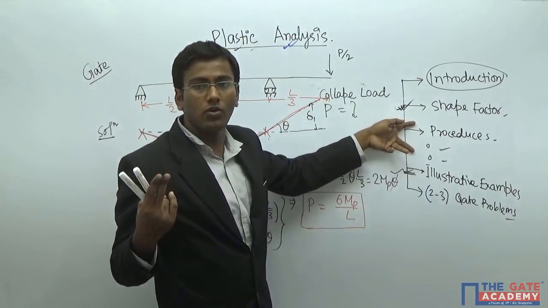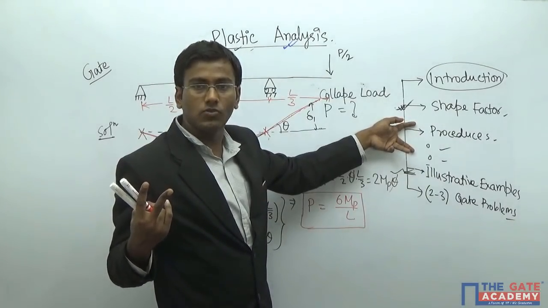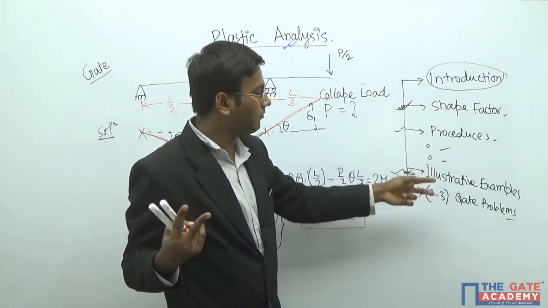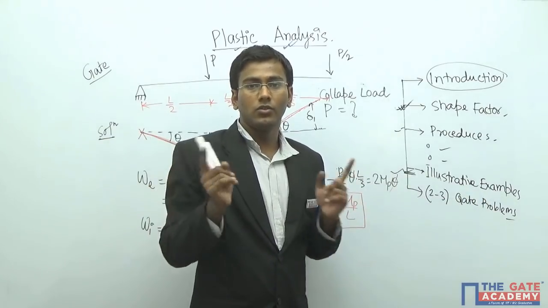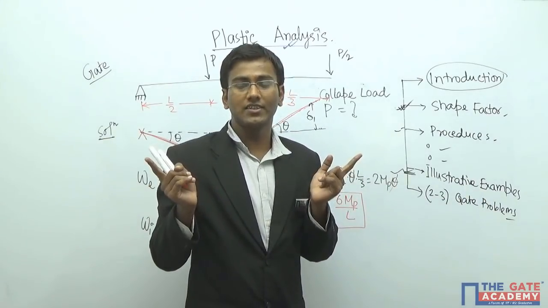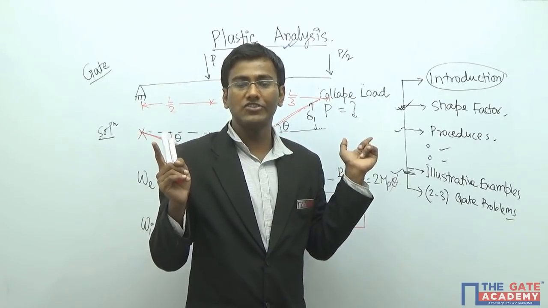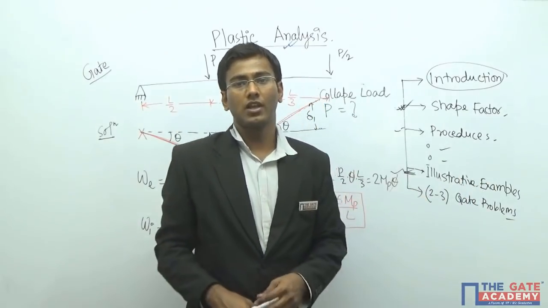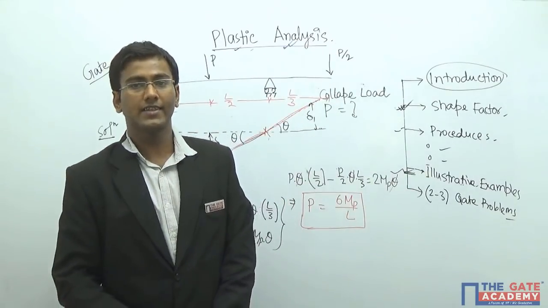Two procedures, you know, the static theorem and the kinematic theorem. In these cases, we have gone only by the kinematic theorem. We have shown illustrative examples as well. In those examples, we are just changing the support conditions. Fixed one to hinge, hinge to right side, again hinge. Illustrative examples and some GATE questions. I think this is the basics of your plastic analysis.